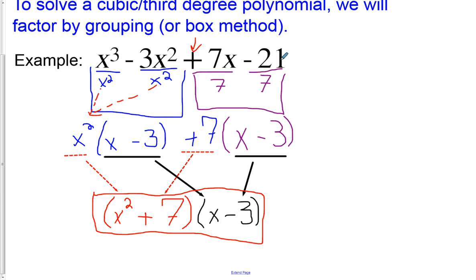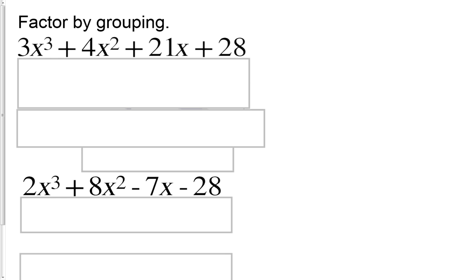Greatest common factor, these two pieces. You will notice this x minus 3, whatever we get in the first piece, should repeat. So you can use that as a double check, or use the number that comes out as a multiplier to double check. Next up, we've got 3x cubed plus 4x squared plus 21x plus 28.